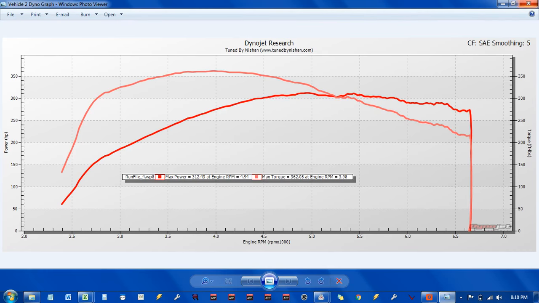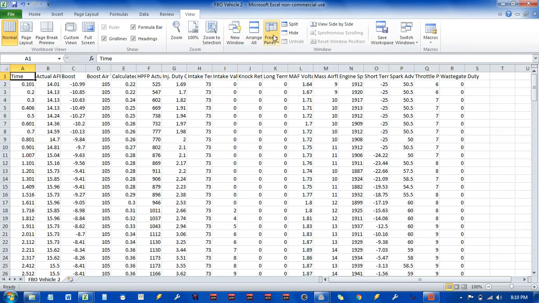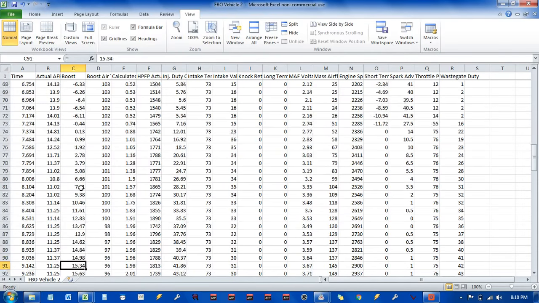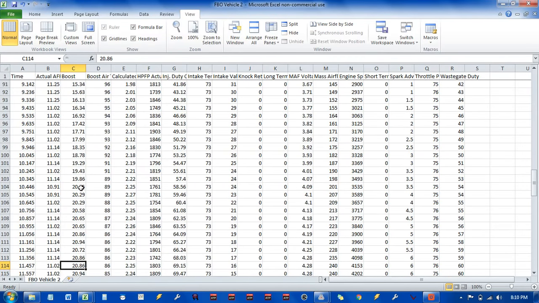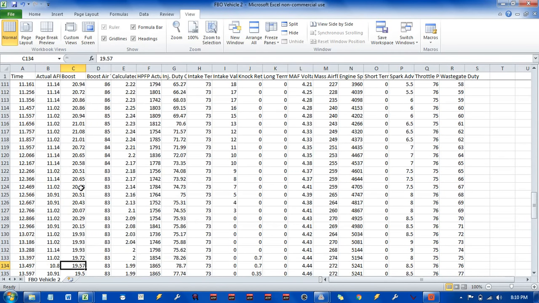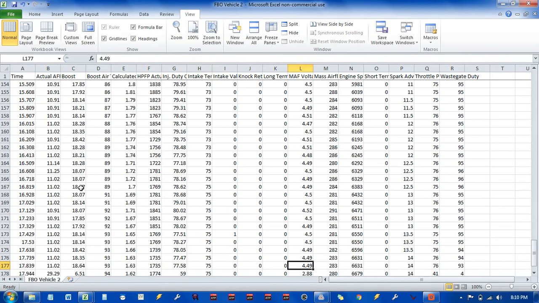So first, let's take a look at some data from vehicle number 2. And let's just get an idea as to what sort of boost pressure this vehicle is running. So we can see here by sifting through some of this data that vehicle number 2 is running a peak boost pressure of roughly 21 psi. And in the higher RPMs, near red line, it is holding 18 psi of boost.